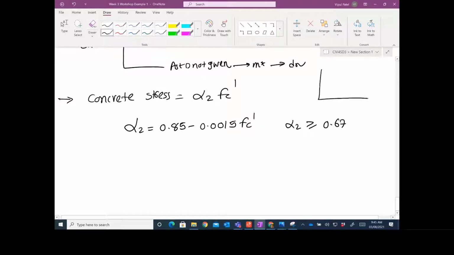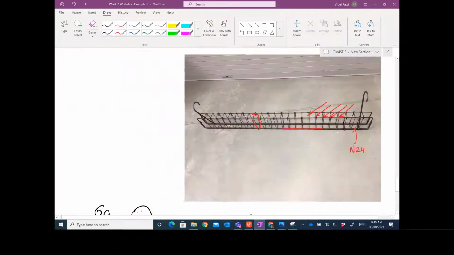How did they do it? They did a lot of experiments. Let's say this axis is 20 megapascal, 30 megapascal, 40 megapascal, and this is alpha 2. They conducted a lot of experiments, did curve fitting, like equation fitting, and found these equations by curve fitting. So this is an empirical equation, and they don't have units. Okay, so that's the quick explanation for that. 0.85 and 0.0015 FC dash was given in our examples.